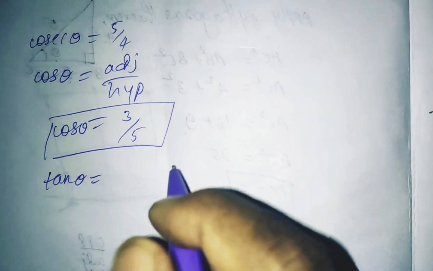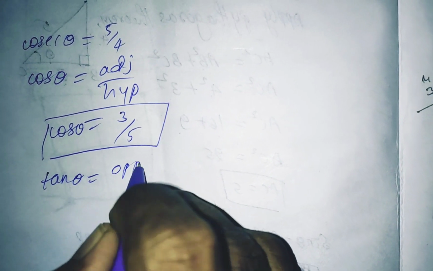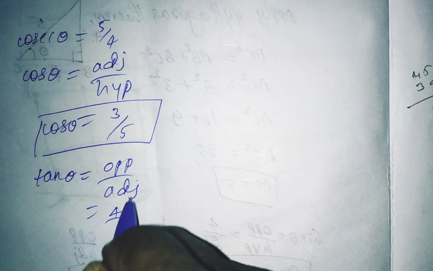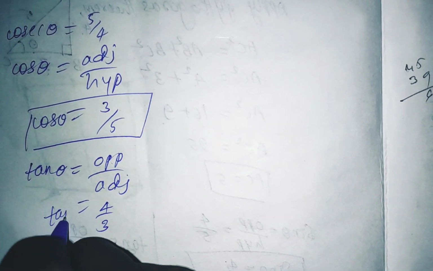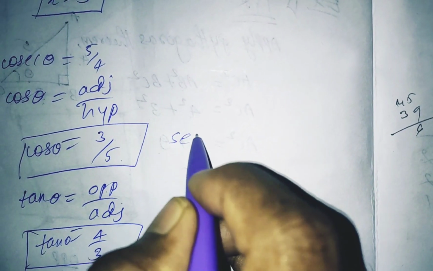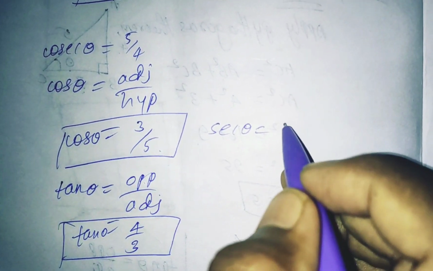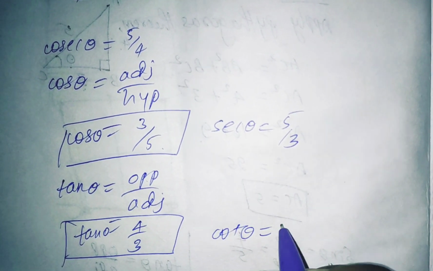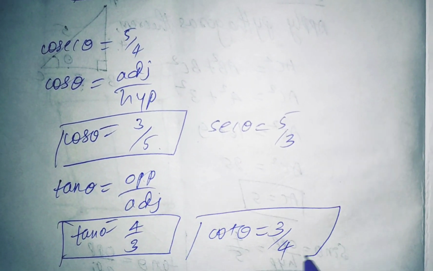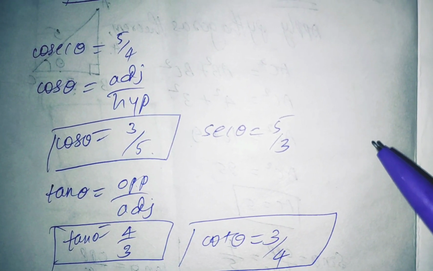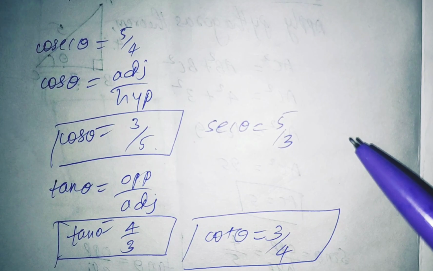Similarly, tan theta is opposite upon adjacent. In the figure, opposite is 4, adjacent is 3, so tan theta is 4 upon 3. Then similarly, cos reciprocal is sec theta, reciprocal of this, 5 upon 3. Then cot is the reciprocal of this, 3 upon 4. I hope students you understood this. So in the next class we will study about some identities and standard angles. Thank you.